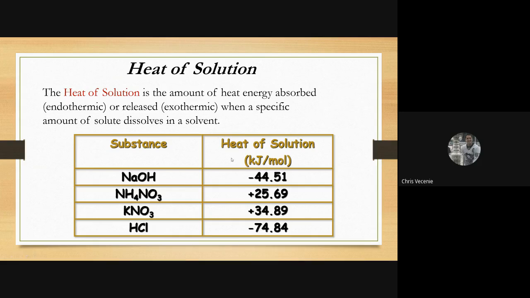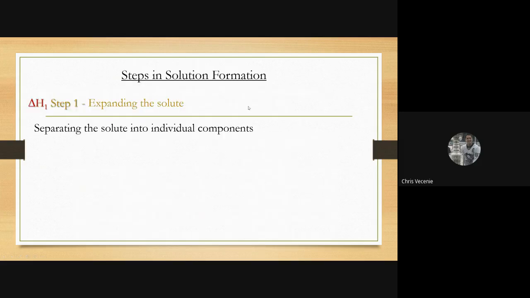So where does this heat come from? It's a good question to look at. Whenever we dissolve a substance, fundamentally it happens in three basic steps. The first step is called expanding the solute. If I want to break a solid down, I'm going to have to separate it from all the other solid pieces, which are held together by intermolecular forces.